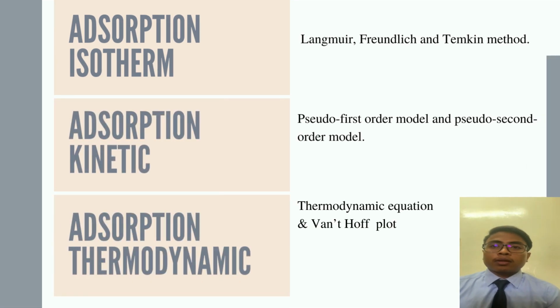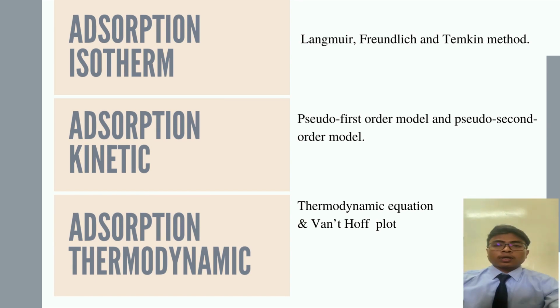Last part of chapter 3 is about the method of adsorption isotherm, adsorption kinetic, and adsorption thermodynamic. Adsorption isotherm uses Langmuir, Freundlich, and Temkin methods. Adsorption kinetic uses pseudo first order model and pseudo second order model. And the last one is adsorption thermodynamic, and it uses thermodynamic equation and Van't Hoff plot.